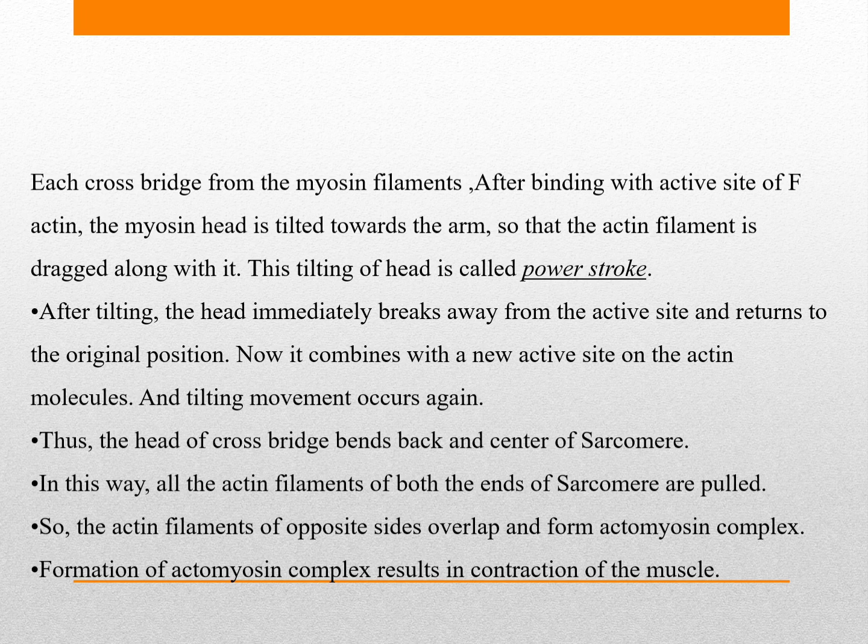Each cross bridge from the myosin filament, after binding with the active site of F-actin, the myosin head is tilted towards the arm so that the actin filament is dragged along with it. This tilting of the head is called the power stroke. After tilting, the head immediately breaks away from the active site and returns to its original position. Now it combines with a new active site on the actin molecule and the tilting movement occurs again. Thus, the head of the cross bridge bends back towards the center of the sarcomere. In this way, all the actin filaments from both ends of the sarcomere are pulled. So the actin filaments of opposite sides overlap and form the actomyosin complex. The formation of the actomyosin complex results in contraction of the muscles.